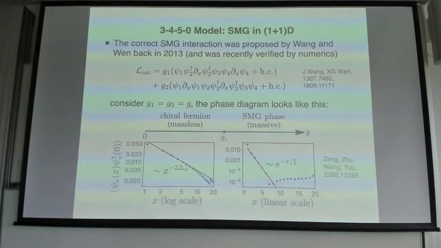What we can see in our numerical simulation is that we can measure the 2-point function of this fermion operator. When G is less than Gc, we see that the fermion correlation decays in a power law manner with certain scaling dimension, delta psi. But when the interaction is strong enough, we clearly see that the correlation decays exponentially, meaning that a gap is generated.